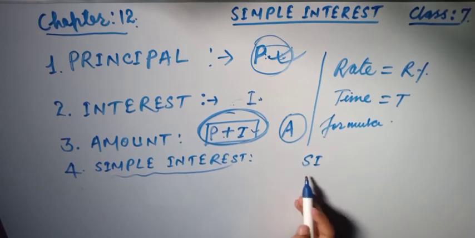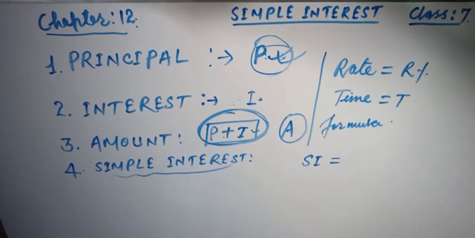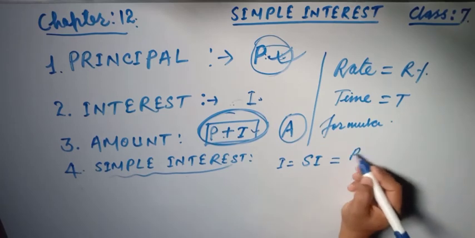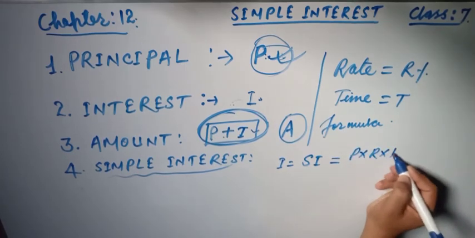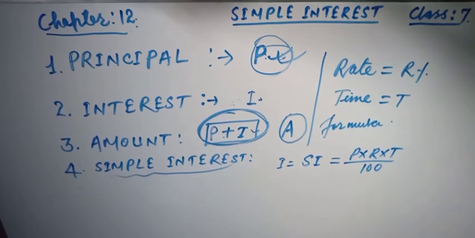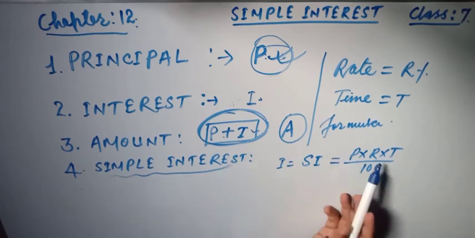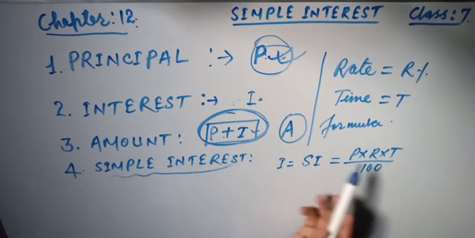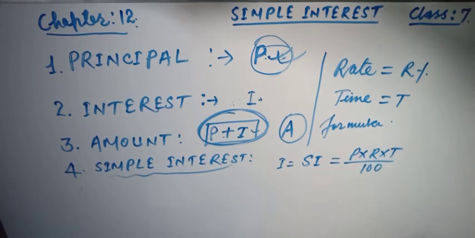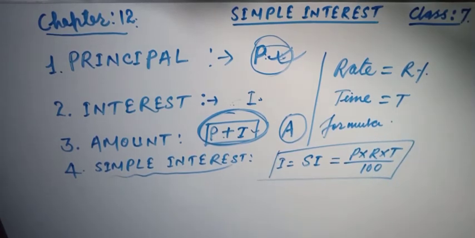Simple interest: S for simple, I for interest, that means this is interest. It should be written only as I. Simple interest is equal to P multiplied by R multiplied by T divided by, friend, this is 100. Where SI stands for simple interest, P stands for principal, R stands for rate, and T stands for time, and this is 100. Okay, friends, this is the formula that is very important.